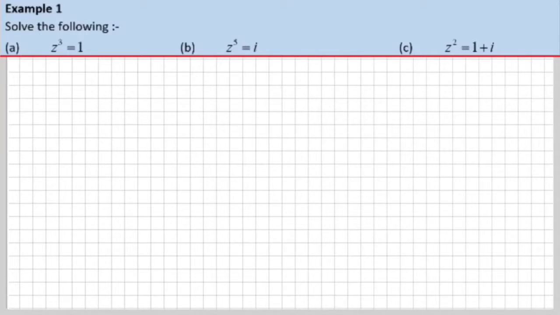This is a marvellous technique. You're going to love it. So let's get into it. Part A, we've got z cubed equals 1. We want the cube roots of 1.